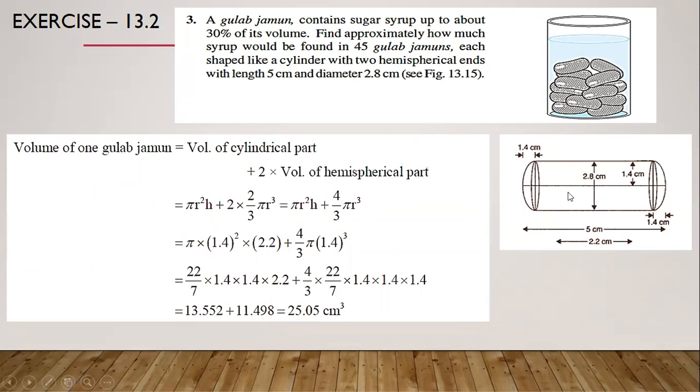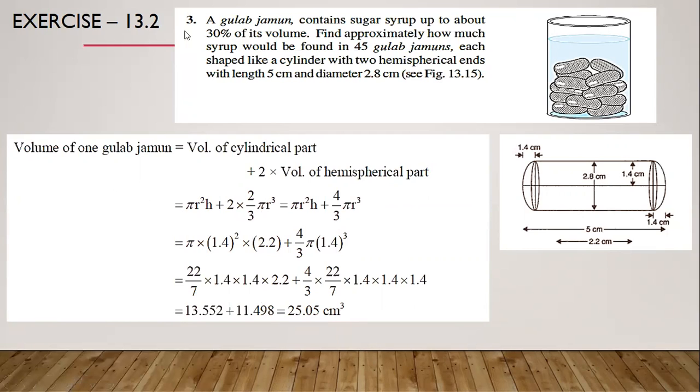Now we have to find the volume of one gulab jamun first. So for that, the volume of the cylindrical part plus 2 times the volume of the hemispherical part. So we'll substitute the formula: pi r square h plus 2 times 2 by 3 pi r cube. After substituting the values of height and radius, we get 25.05 centimeter cube. So this is the volume of one gulab jamun.